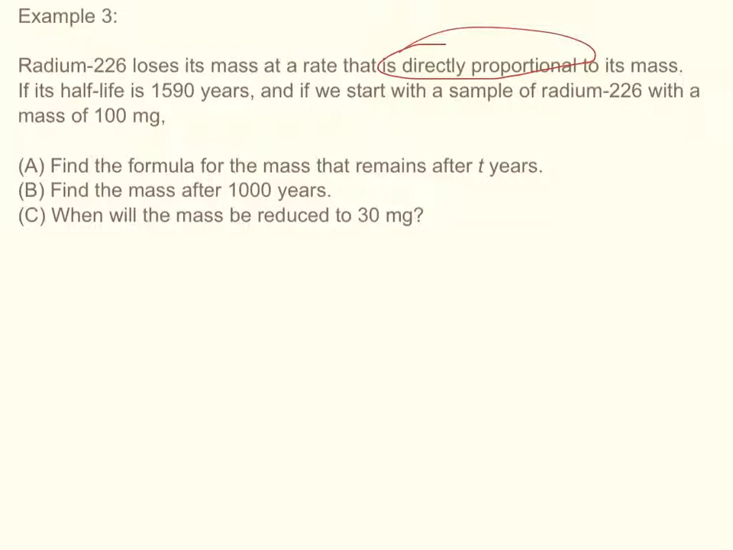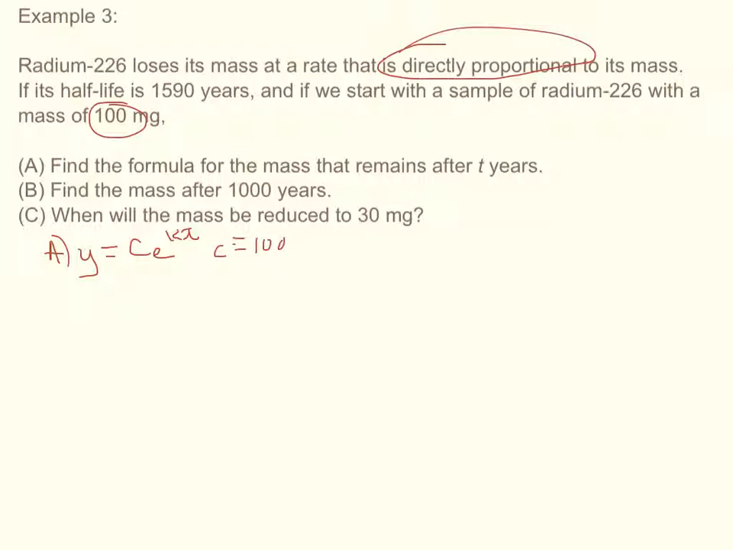All right, so find the formula for the mass that remains after t years. So here's A. We're going to start with our formula, and we know this is the formula because it told us it was directly proportional. And we know that it starts with a mass of 100. So C is going to be 100.